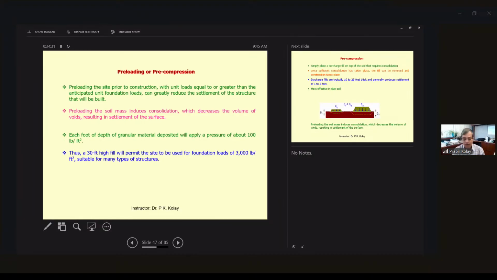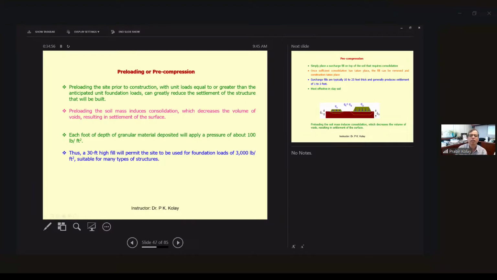Then I just want to talk a little bit about that preloading one. Now, how to get rid of the water basically, and then how to improve the strength of the clay. There are different methods we need to use. One is the preloading or pre-compression. Okay, so also I'll be using this method.